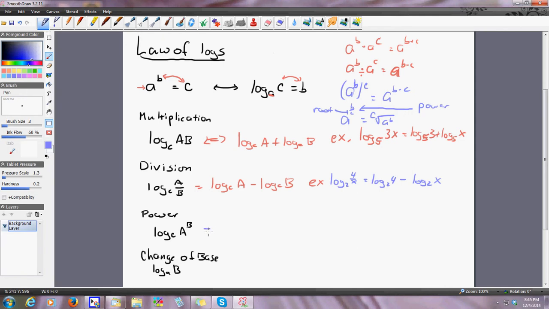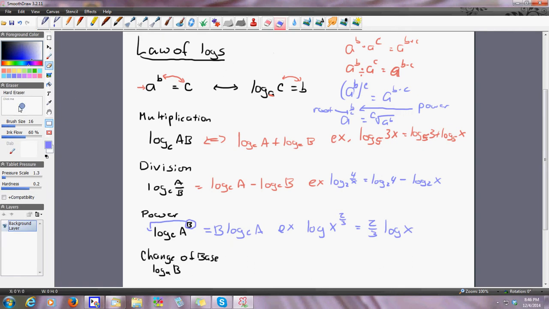So here, I take this b, which is my exponent, and I bring it in front, and it shouldn't be a surprise to you, but it's now b times log base c of a. And so if you have, let's say, log of x to the 2/3, that's going to be 2/3 log of x.